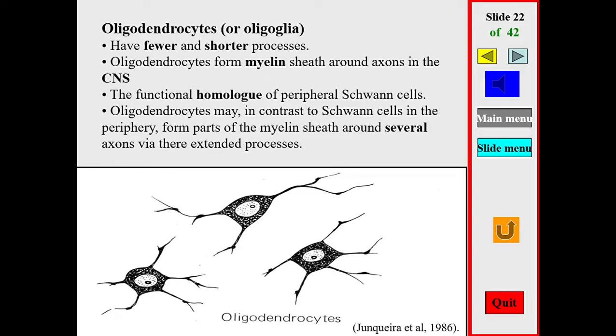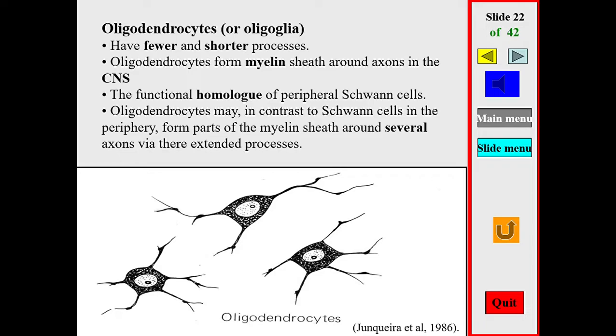The second type of the supporting cells within the central nervous system is the oligodendrocytes, or oligoglial cells. Usually, those cells also contain cellular processes, but those processes are fewer and shorter than those of the astrocytes. The main function of those cells is that they are analogous to the Schwann cell. So they can form the myelin sheath, but within the central nervous system. The Schwann cell forms myelin within the peripheral nervous system. So they are homologs to the peripheral Schwann cell.